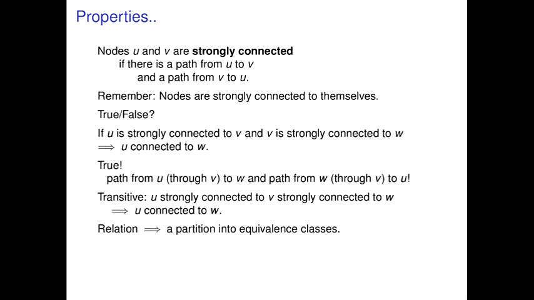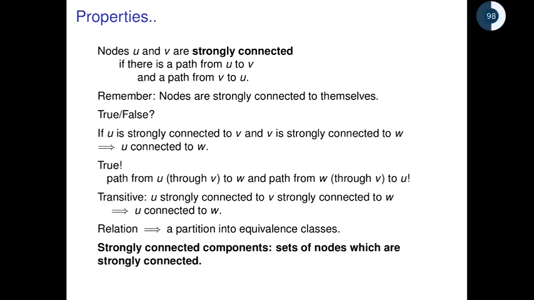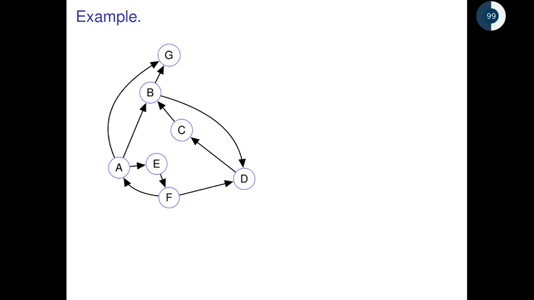Okay? So if you take all the things that are strongly connected to each other and put them in a group, you can partition the graph into these groups. They are non-overlapping. Okay? Strongly connected components are the maximal sets of nodes which are strongly connected. Okay. So here's an example. Do you guys see the strongly connected components here? That's strongly connected. Okay.